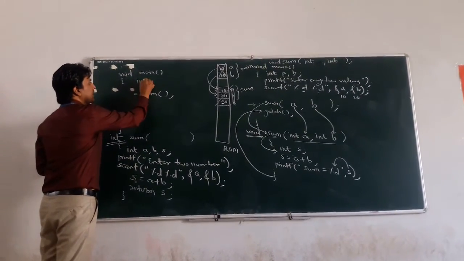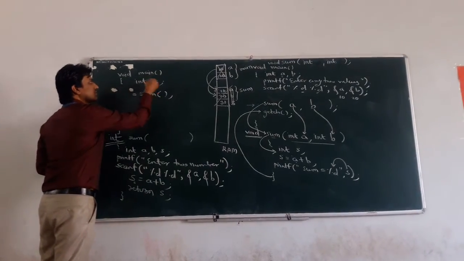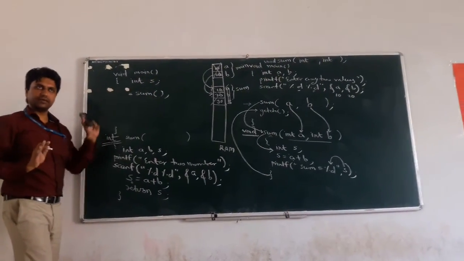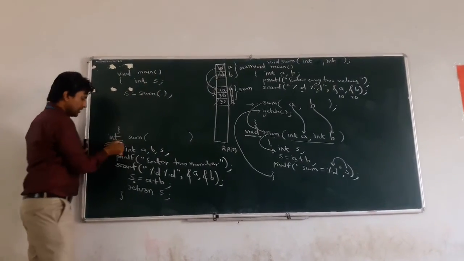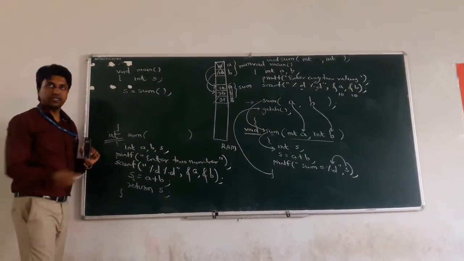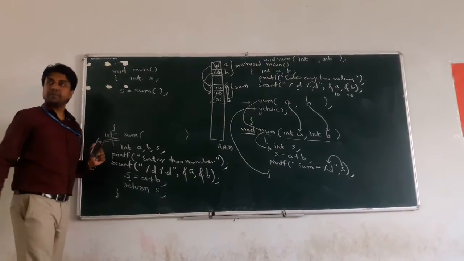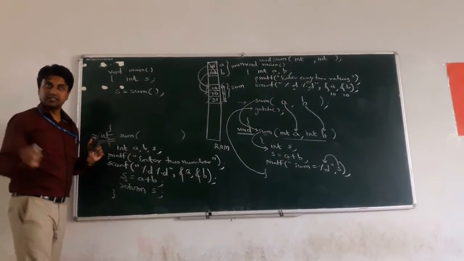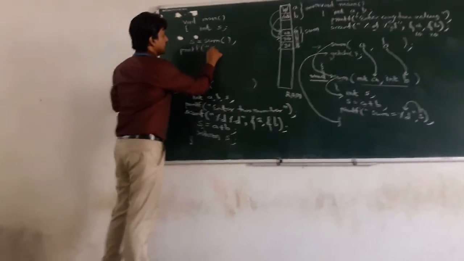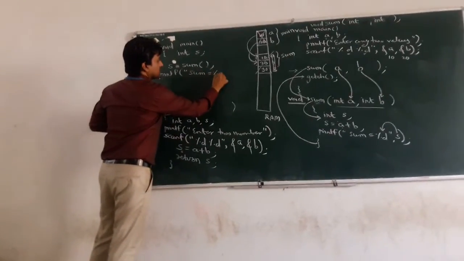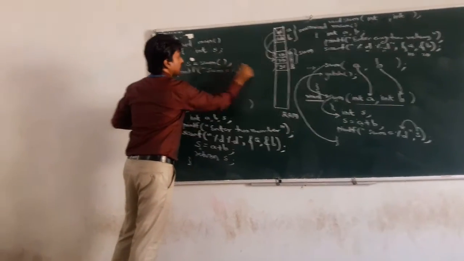So you can declare int s. You can declare any variable name and catch in the s. So result is now caught in the s variable. Now it's the responsibility of the main function to display the sum. So main function displays printf sum is equal to percentage d comma s.